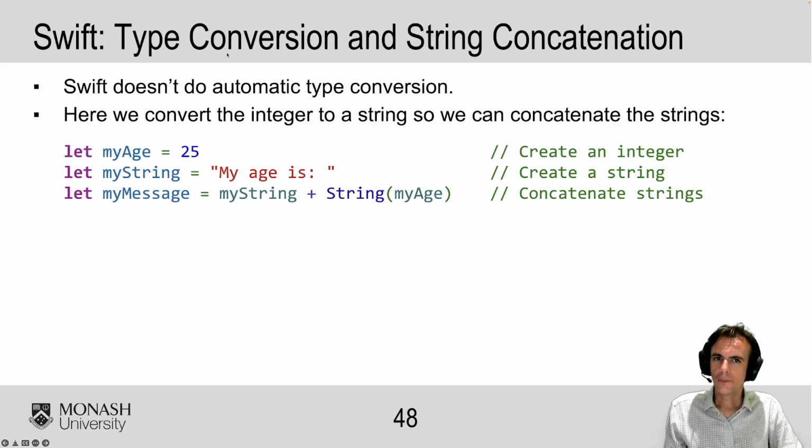All right, so let's have a look at type conversion and also string concatenation. So Swift won't do automatic type conversion like languages like JavaScript will. If we want to convert between things, we need to explicitly do this. So here's a string where we've got just a string literal that says my age is, and if we want to have a string that has the age listed in it, we can say something like my string and just give a plus and take my age, which is an integer, and convert it into a string.